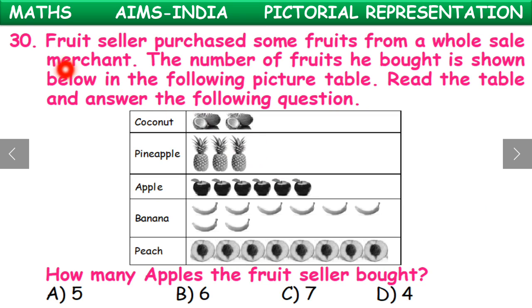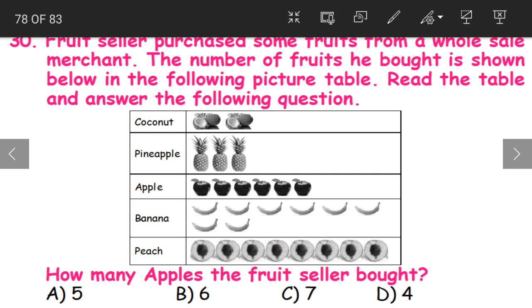Question 30. A fruit seller purchased some fruits from a wholesale merchant. A merchant is nothing but a seller. The number of fruits he bought is shown in the following picture table. Read the table and answer the question. Here we have the fruit name and the number of fruits he has bought of each kind. Now, how many apples did the fruit seller buy? We are concerned about the number of apples.